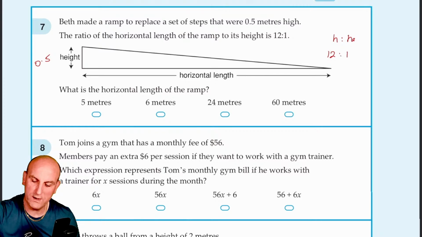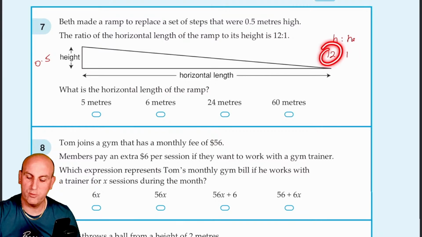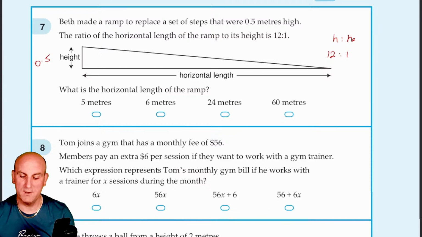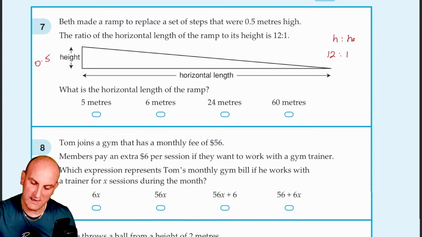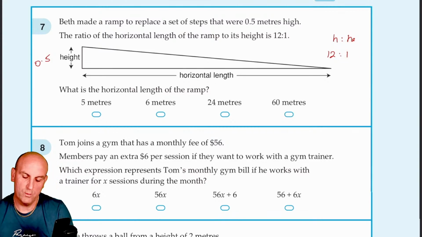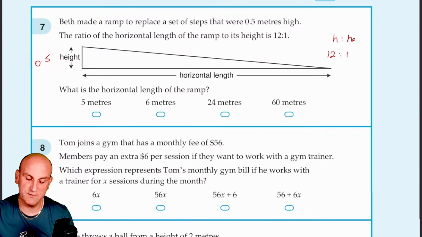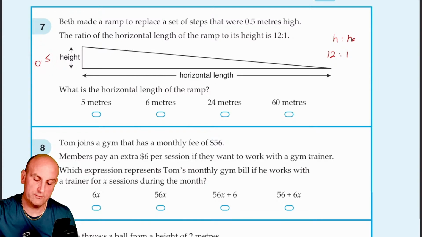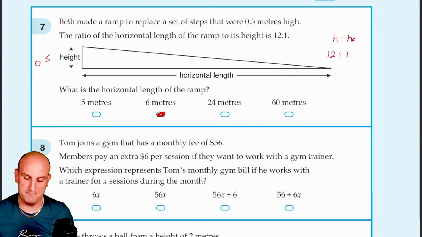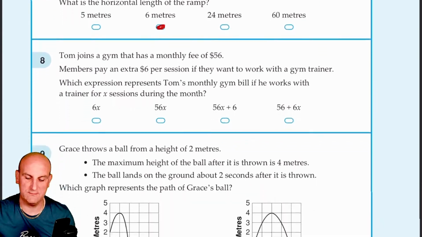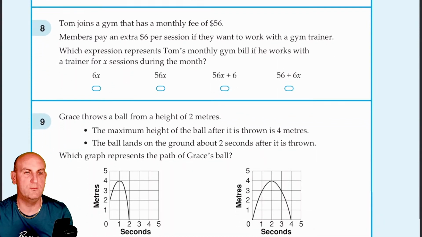So for every 1 unit of height, I have 12 times my, what is that? For every 12 units of horizontal length, I have 1 of height, or vice versa. What is the horizontal length of the ramp? Well, basically, all I'm going to do here is say that for every one of these, I'm going to times it by 12. So 12 times 0.5 is actually 6. So I'm going to slam in there 6 meters. Again, no one's yet screaming at me that I'm making a mistake. We're doing really, really well.